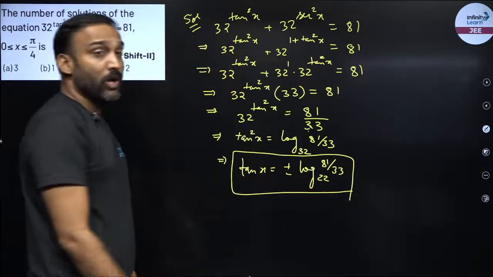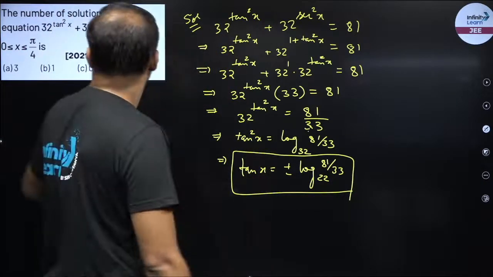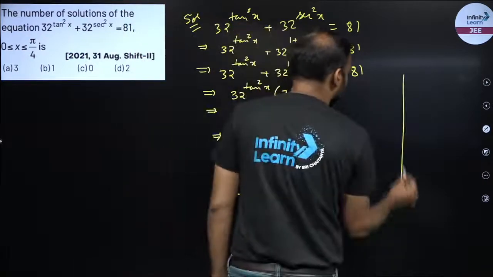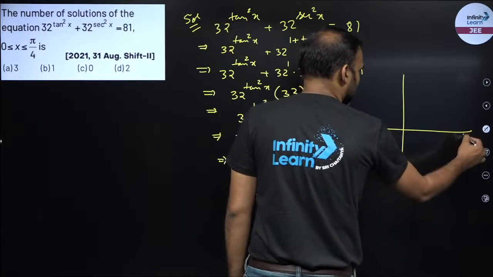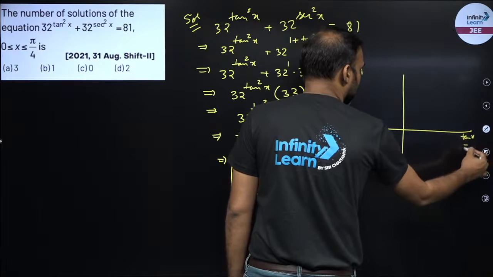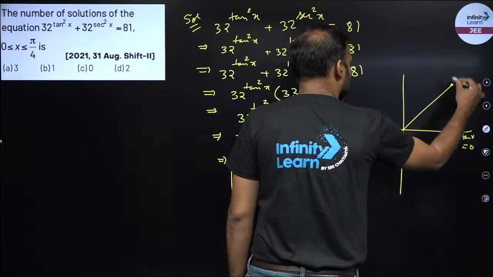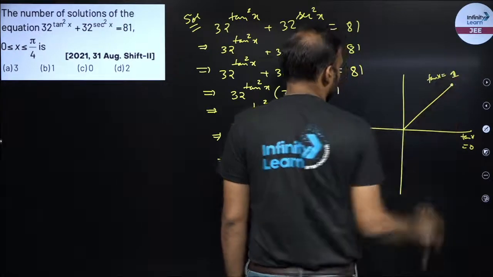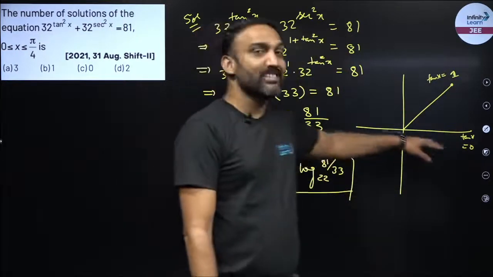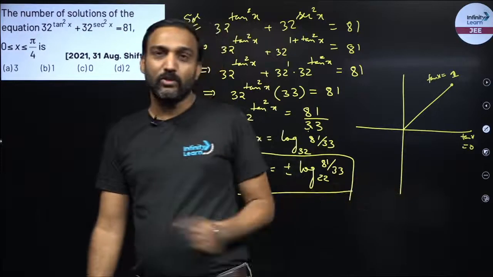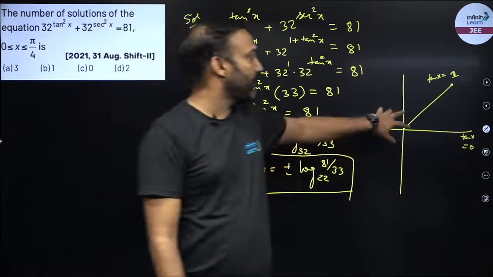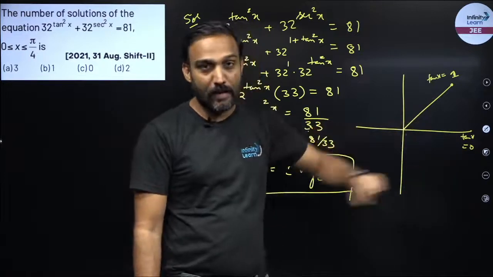Right. So now I have to count the number of solutions between 0 and pi by 4. If x goes from 0 to pi by 4, tan x is 0 at 0 and at pi by 4 it is 1. So if the value of tan x is between 0 and 1, then only I will have a solution. If the value of tan x is larger than 1, then I will not have a solution between these two angles, 0 and pi by 4.